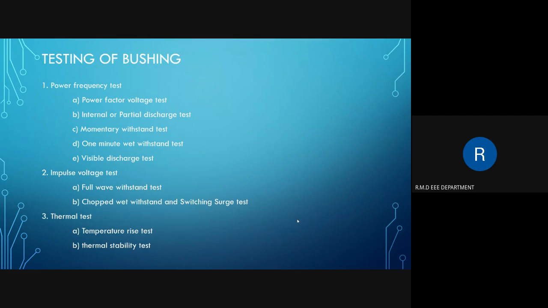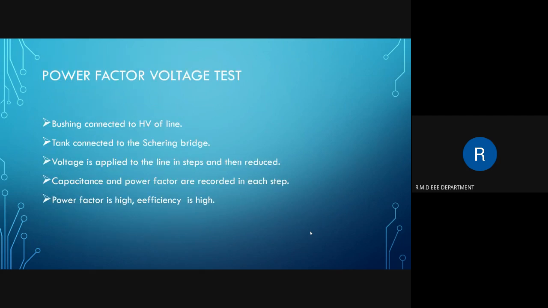The different tests conducted on bushing are the power frequency test, impulse voltage test, and thermal test. In the power frequency test, we have different types. First is the power factor voltage test, then internal or partial discharge test, momentary withstand test, 1 minute wet withstand test, and visible discharge test. First, we'll discuss the power frequency test, in that, the power factor voltage test.